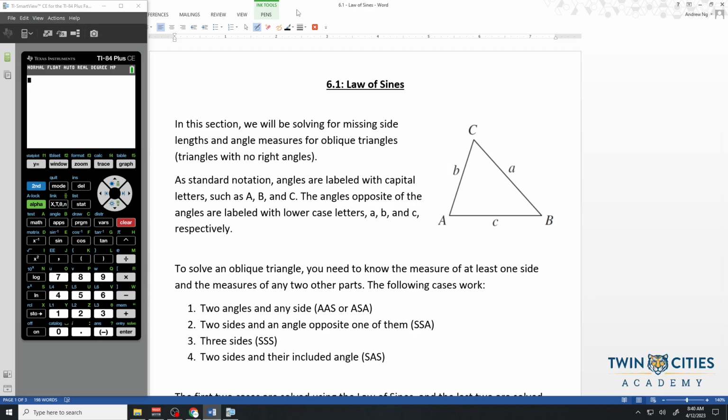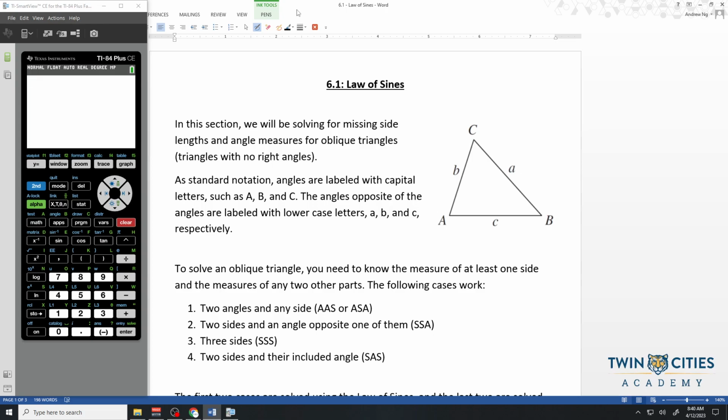Today we'll be talking about the law of sines. You may recall in geometry that you worked quite a bit with the Pythagorean theorem. So a squared plus b squared equals c squared. However, Pythagorean theorem only worked for right triangles. What about all of the other types of triangles? So what we'll be doing in this section is looking at something that you can use for any oblique triangles. So this would be triangles with no right angles.